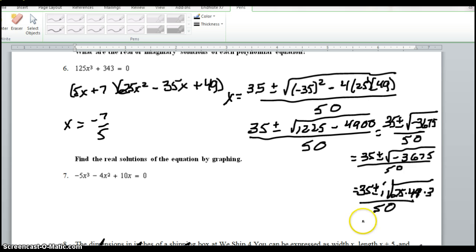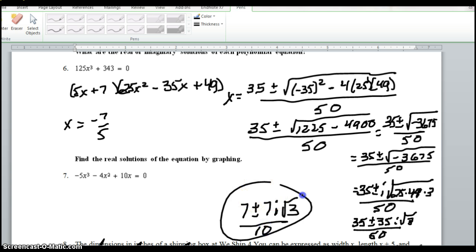7 times 5 is 35. So you're going to have 35 plus or minus 35i with the square root of 3 left over, all over 50. And if you divide 5 into all three of those terms, you'll be simplifying to 7 plus or minus 7i square root of 3 over 10. These are your other two solutions, and the other one was negative 5/7.